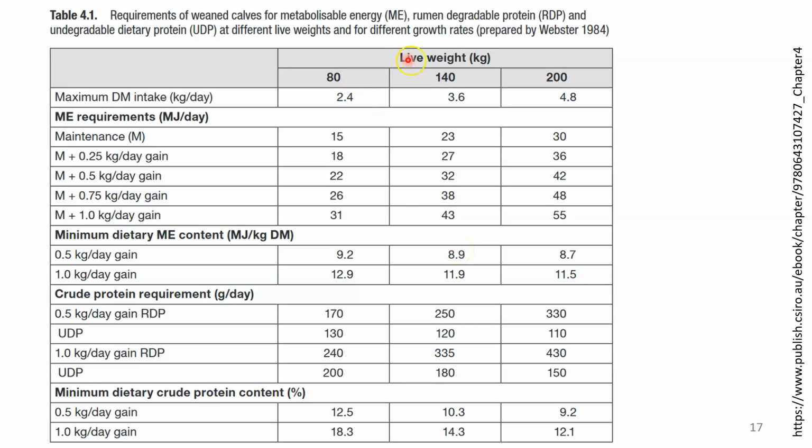For 80 kilogram, 140 kilogram, and 200 kilogram animals, I don't want to go into details of all of them. You can do that. But what I want to show here is, when they go from 80 to 140 to 200, the ME requirement goes down, and the crude protein requirement goes down. So look at this chart.